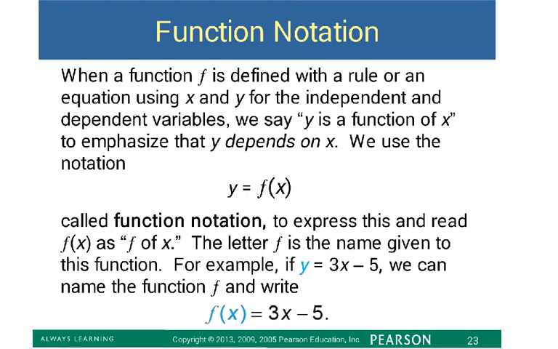Okay, function notation. When a function f is defined with a rule or an equation using x and y for the independent and the dependent variables, we say y is a function of x. To emphasize that y depends on x, we use the notation y equals f of x, called function notation. So y'all have seen this before. We can express this right here, y equals 3x minus 5, in the same form right here, f of x equals 3x minus 5. They mean the same thing.